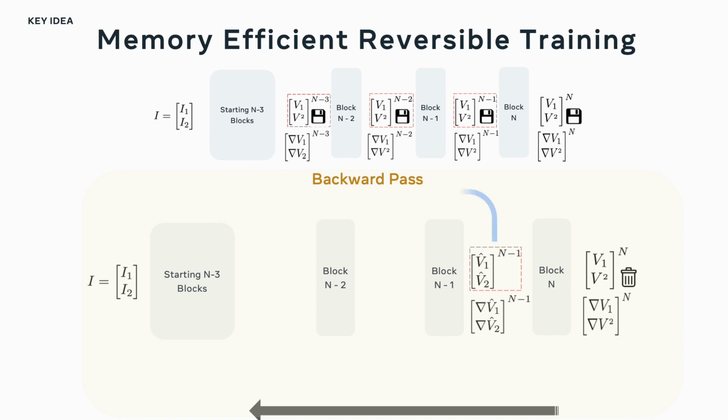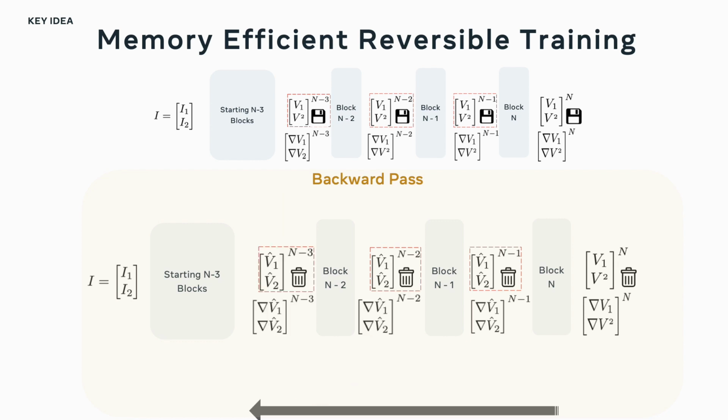This representation Vn is then discarded and the process is repeated to first estimate the activations at V hat n-2 and then propagate the gradients to the block n-2 and so on and so forth until the input layer.